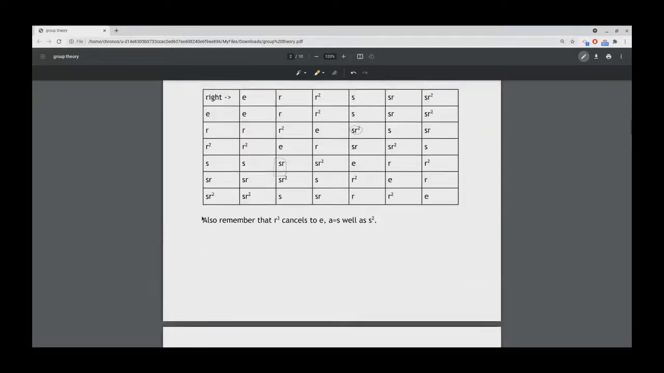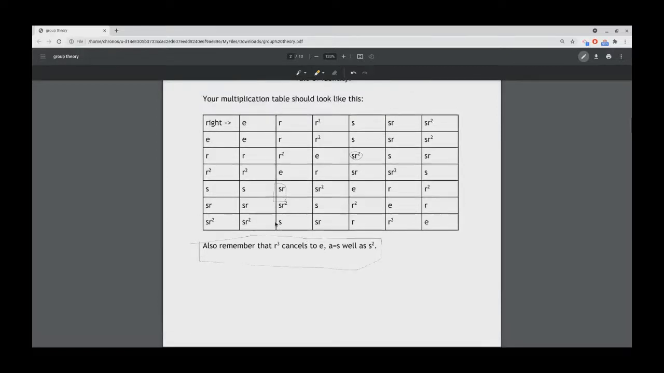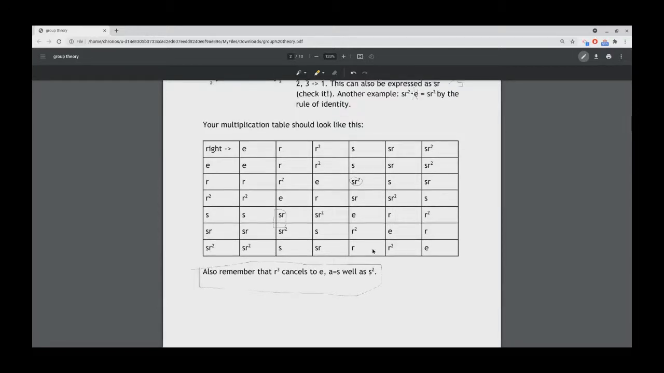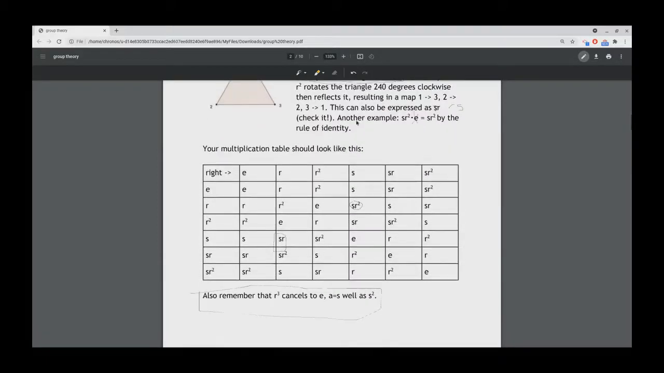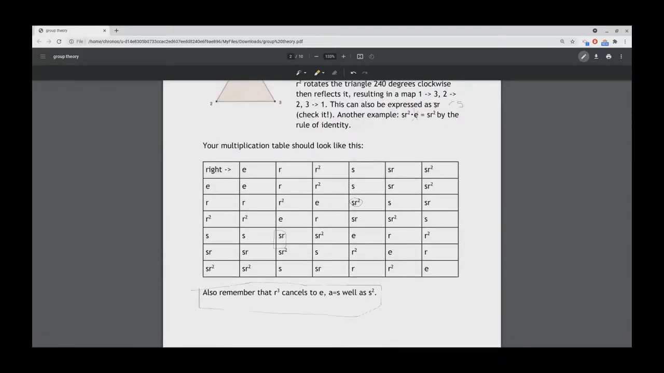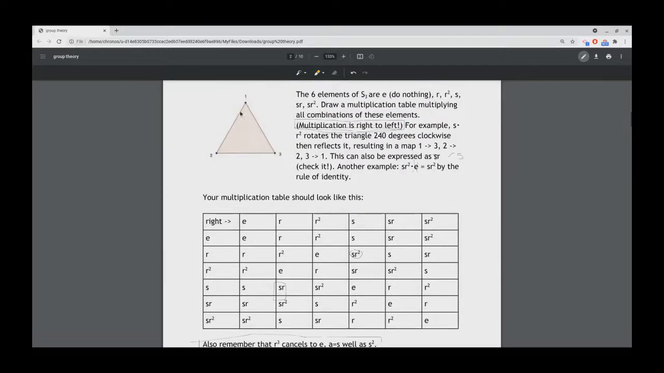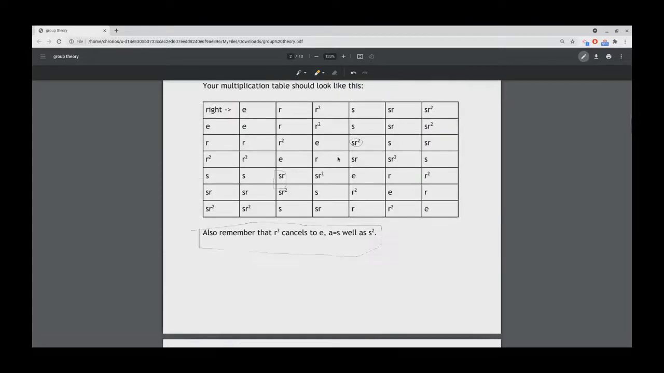Another important thing to remember if you were to fill out this multiplication table is that R cubed equals E, as does S squared. If you rotate 120 degrees 3 times, that's rotating 360 degrees, so that does nothing. And if you reflect twice, it takes you back to the original state.